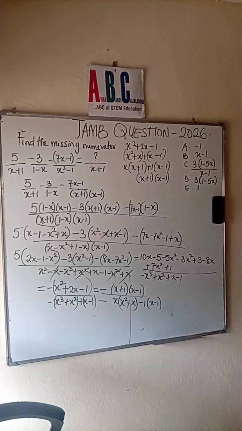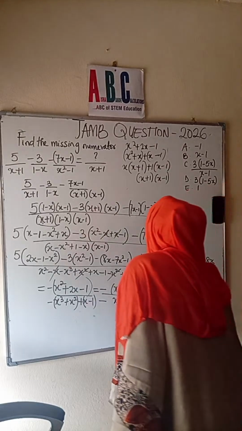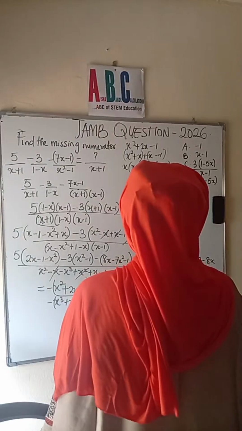So what can we do next? I've corrected it. So who can tell me what we can do next? For those that have been following me, what can we do next? Is there anything we can cancel out here? Collect like terms? No. Divide x minus 1 by x minus 1, we cut out. Okay. So that means this x minus 1, we cancel this x minus 1.